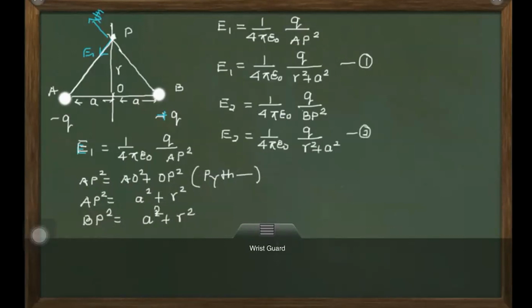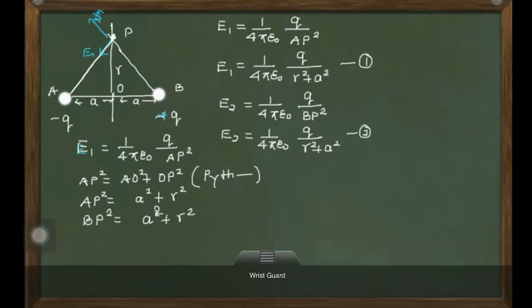Now, we have two vectors here, E1 and E2. E1 is in this direction. Let me draw another figure. E1 is in this direction. E2 is in this direction. Done. Now, if we show the direction by arrows, this is E1 and this is E2. I'm drawing one horizontal line here.